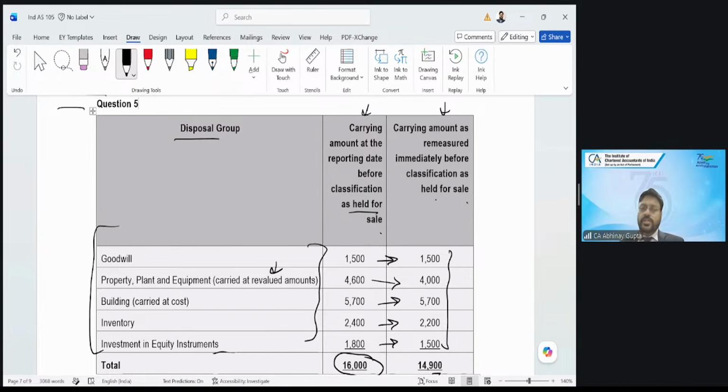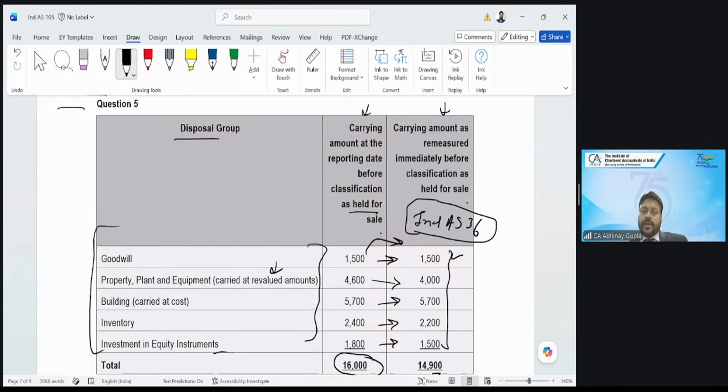Now, how do we measure? So for goodwill anyway, there wouldn't be any measurement under any standard except under Ind AS 36. So Ind AS 36 says that goodwill has to be tested for impairment, right? So we will do the impairment testing, and in case there is any impairment, then we will record that loss. Otherwise, the goodwill will continue to be at the same value, right? So which is anyway given in the question. So we might have assumed that there was no impairment on goodwill.